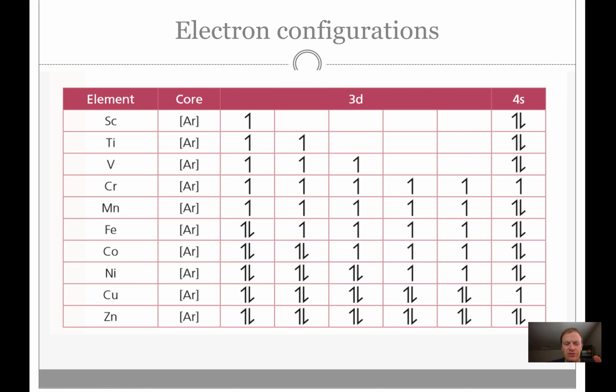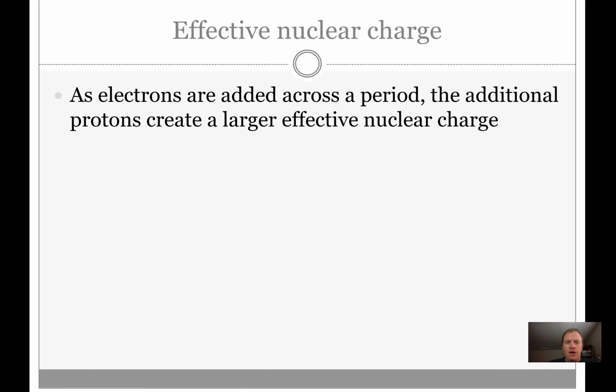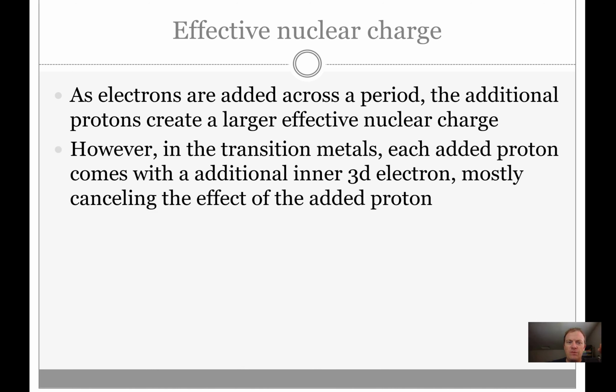This is just some of the electron configurations of some of the different elements. One thing that we notice is a lot of them have unpaired d electrons, at least one, in their d orbitals. So we're going to be talking about some characteristics of transition elements, and we need to be able to attempt to explain why that's the case.